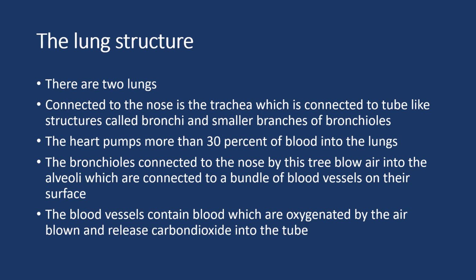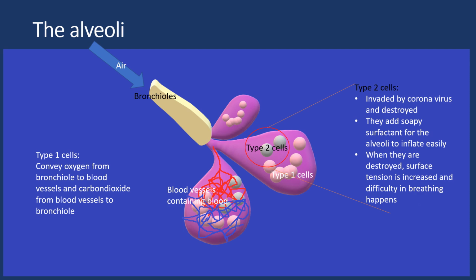The bronchioles connected to the nose by this tree of bronchi and bronchioles and the trachea blow air into the alveoli from nose, which are connected to the bundle of blood vessels on the alveolar surface. The blood vessels contain blood, which are oxygenated by the air blown and release carbon dioxide into the tube of bronchioles. Here goes. So connected to the lung is the trachea, the bronchi and bronchioles.